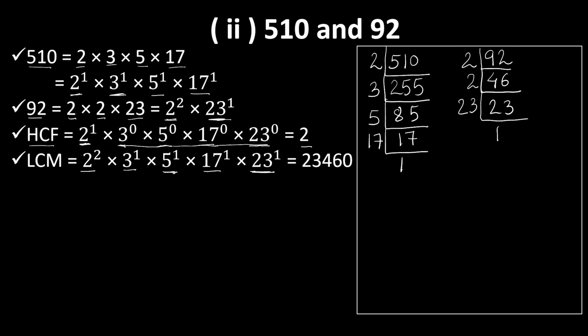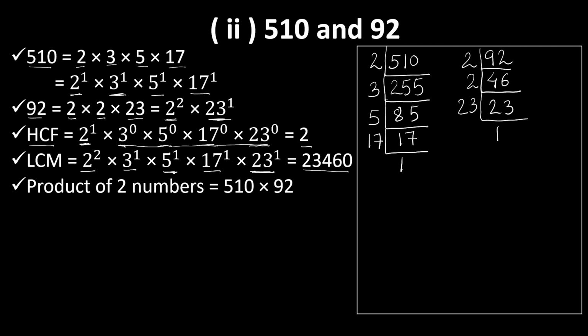So what did we conclude? While writing down the HCF, we look for the lowest exponent, right? Least exponent. But while writing down the lowest common multiple, we look for the highest exponent possible for both the numbers. Now, if we multiply all these, we are going to get 2 raised to 2 into 3 raised to 1 into 5 raised to 1 into 17 raised to 1 into 23 raised to 1. So, this entire product will give us 23,460 as the lowest common multiple.